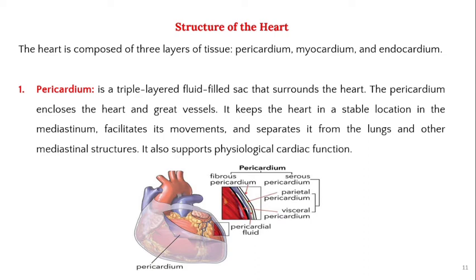The heart is composed of 3 layers of tissue called the pericardium, myocardium, and endocardium. So the pericardium is a triple-layered fluid-filled sac that surrounds the heart. The pericardium encloses the heart and great vessels.